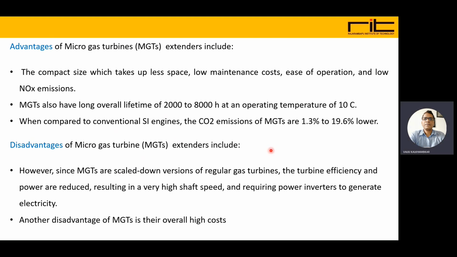Disadvantages of microturbines. Microturbines are a scaled down version of regular gas turbines. The turbine efficiency and power are reduced, resulting in a very high shaft speed, and they require power inverters to generate electricity. Another disadvantage is their overall high cost.